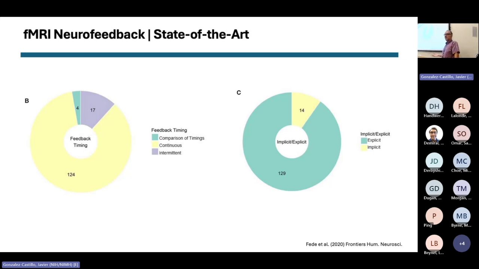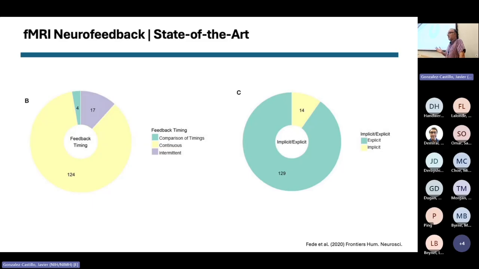You may not tell them which part of the brain they're trying to control, but you tell them your goal is going to be to increase or decrease the activity or the thermometer that I'm going to be showing you. To increase it, try to think, I don't know, pleasant, calming things or whatever it is. That's one approach. The other one, which I find more interesting, the implicit one, is where you don't tell them anything.